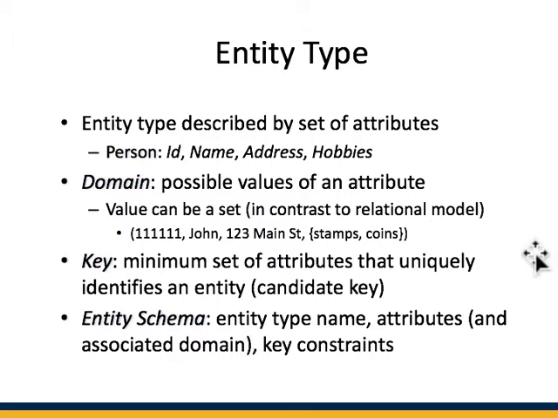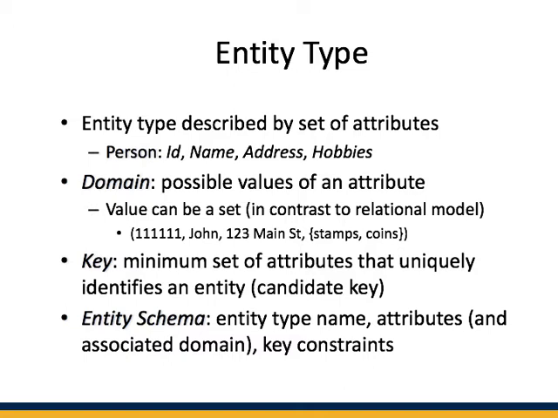Then domain is the set of possible values of an attribute. For instance, name is alphanumeric, so the domain is alphanumeric. For instance, 50 cent, so it can be numeric as well. IDs are numeric usually. Address is again alphanumeric. So they are values that can, like in mathematics, the domain of these values is of any attribute.